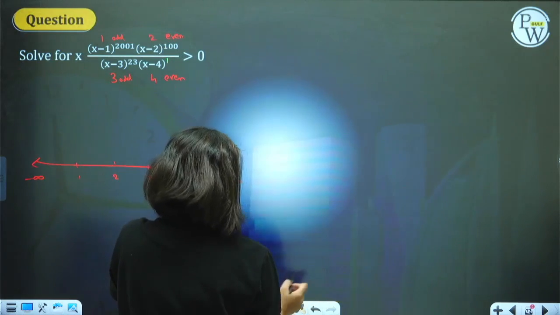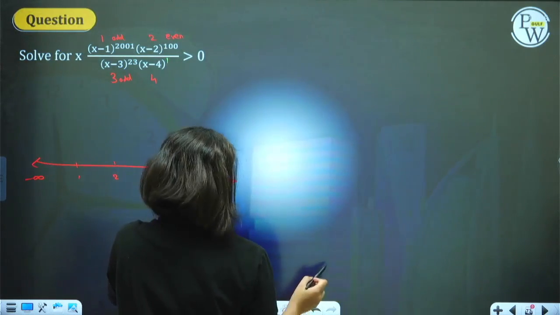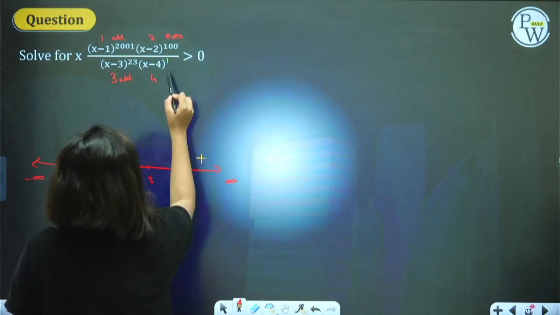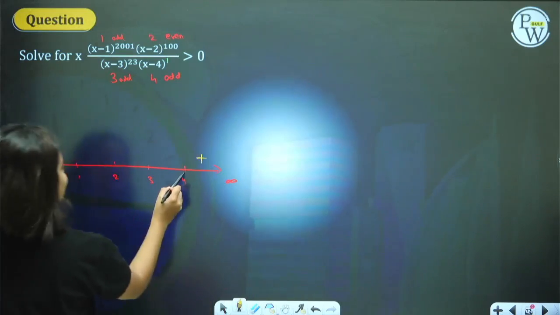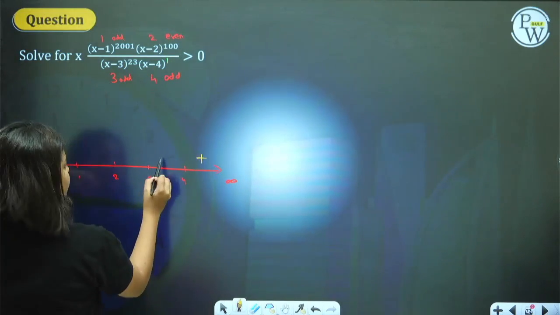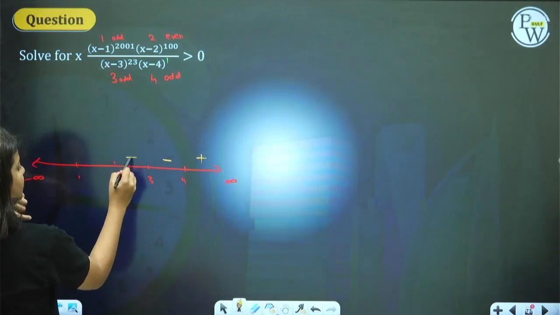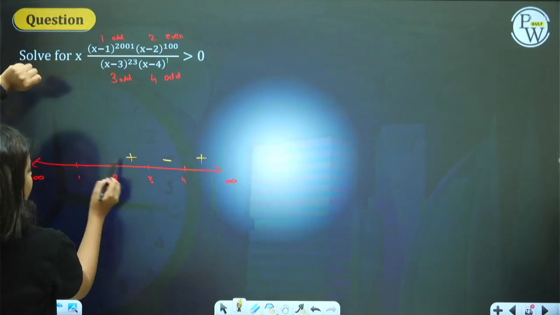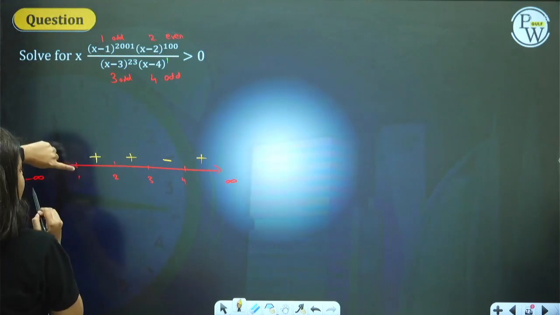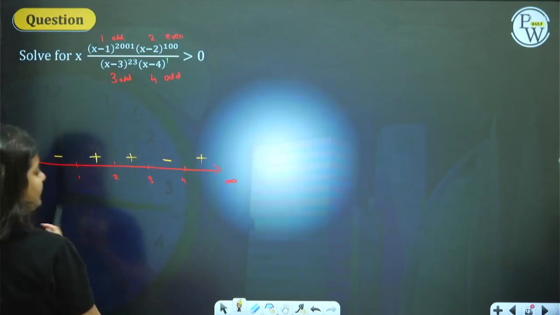The power of 4 is odd. My God. So 4 power odd, plus changes to minus. 3 power odd, minus changes to plus. The power of 2 is 100, which is even, so plus remains plus. The power of 1 is 2001, odd, plus changes to minus.